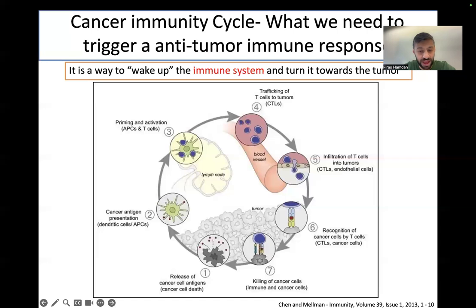From what I know, because I have met Chen at one of the conferences, he told me that he and Ira Mellman actually came up with this in a bar. They were just sitting down and they literally used a tissue to write this whole immunity cycle, which we're now using everywhere, which is actually the truth. These are all the necessary steps that you need to induce an immune response against your tumor. So our therapies are trying to enhance one of these steps.